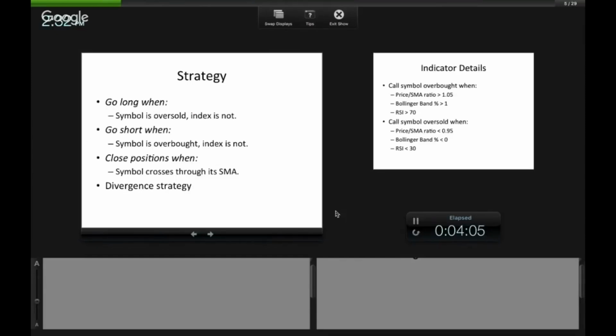So the basic strategy I'm wrapping around this is I want my strategy to go long whenever the stock I'm looking at appears to be oversold or maybe unfairly punished, but the index is not oversold. So it looks like this stock has gone down more than might be reasonable relative to the market in a short period of time, and I could perhaps expect a reversion to the mean. Conversely, if the symbol is overbought and the index is not, then I'll go short, and I'll close any positions whenever the price crosses through the moving average. So I've completed a reversion to the mean, and I'm not sure what's going to happen next. I'll close out.